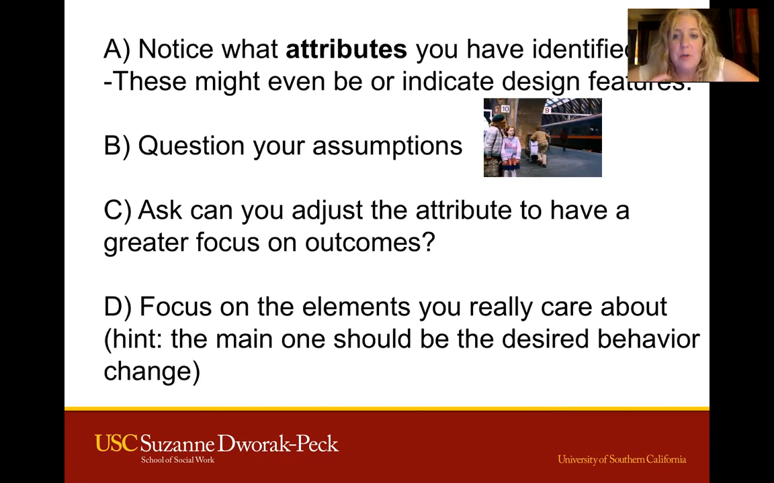You want to also ask if you can adjust the attribute to have a greater focus on outcomes. So sometimes our first cut at criteria or design features might be very focused on what's the output, or it might be very focused on what we want the innovation to look like. But instead, we want to step back and say, are we getting as close to the outcome for our beneficiaries as we possibly can in terms of the output of our project? Last element you want to look at is just making sure that you focus on the elements that you really care about, the things that you think are the most important. And ultimately, these should be, do the outputs that I framed really connect back to the desired behavior change? Is this really going to result from the behavior I'm trying to incentivize?